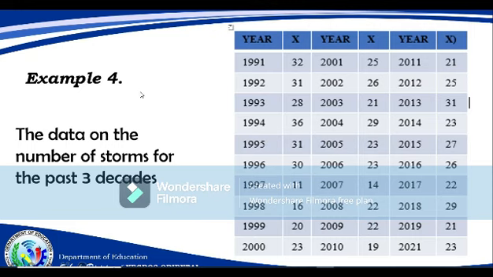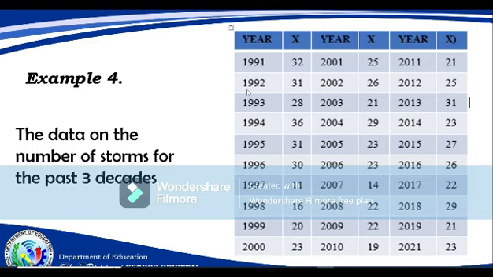Next, example 4, the data on the number of storms for the past 3 decades. This is your table. This is your year from 1991 to 2000, and this is the x, the number of storms per year or within a year. Then from 2001 to 2010, this is your x, the number of storms. And from 2011 to 2021, this is your corresponding number of storms per year.